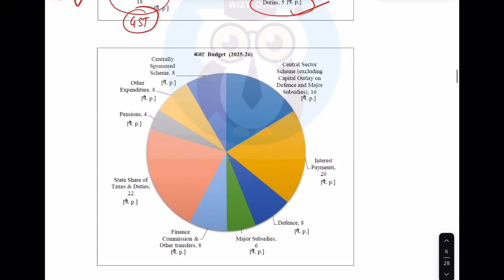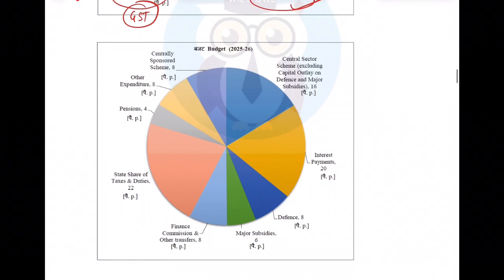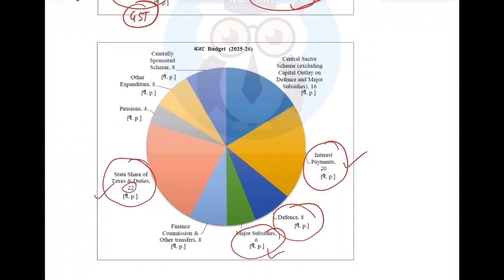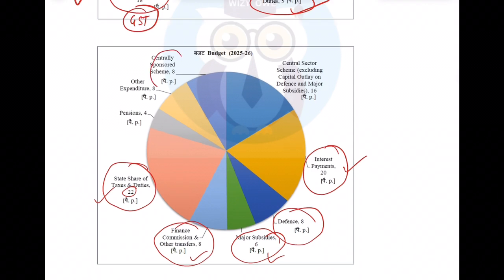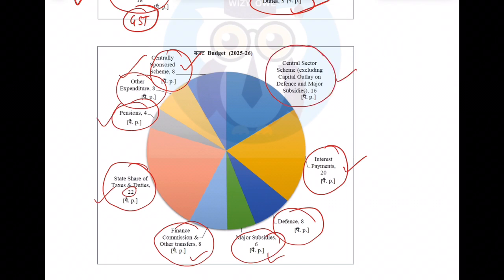Now we are going to see how we are going to spend the money which we are getting. So there is a huge chunk going into interest payment, shares of tax and duties 22, then major subsidies 6, defense 8, finance commission and other transfers 8, central sponsored scheme 8, other expenditure 8, pension 4, and central sector scheme 16.